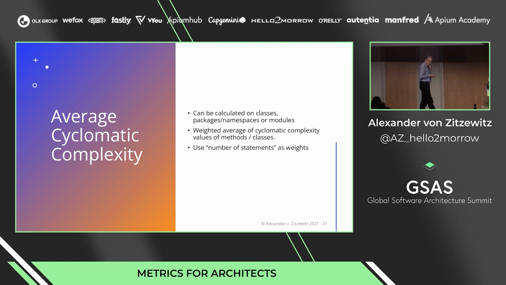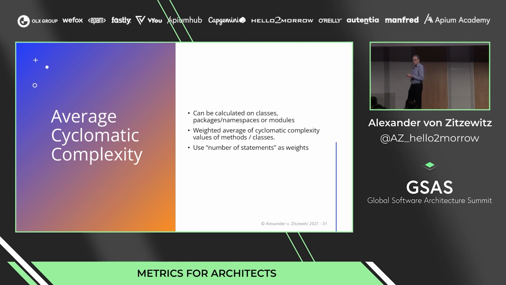There are different variants. We don't have time for that now. You can create an average cyclomatic complexity. Because this is calculated on the routine or method level, if you want to have it for a class, you can create a weighted average of the cyclomatic complexity values for each method, and we're weighing the average with the number of statements.